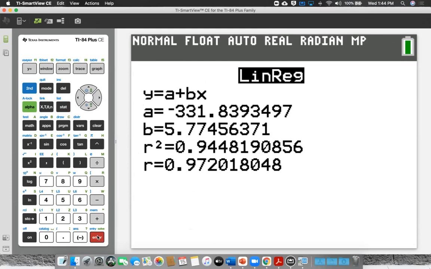So my new A should be negative 3.3. And my new B, my new slope, should be 5.775. Yeah. Okay. Good. So does that match what everyone got?